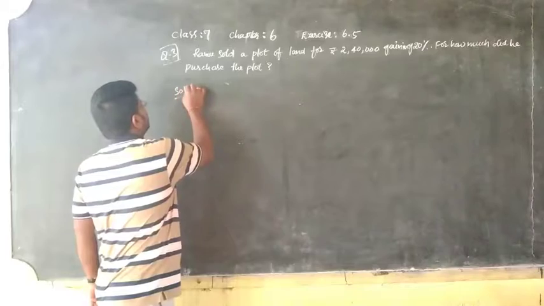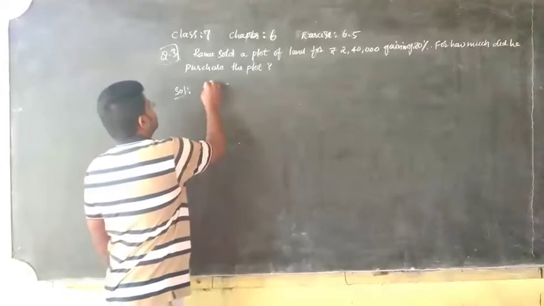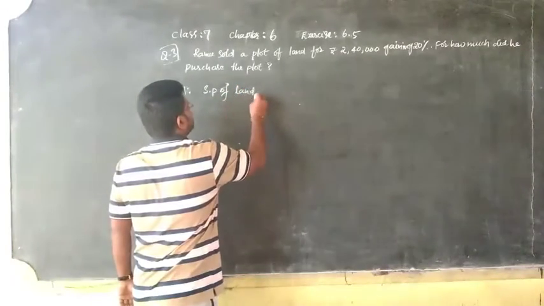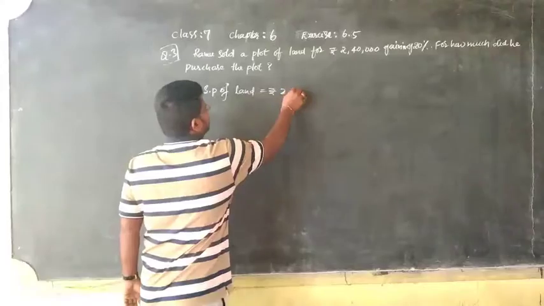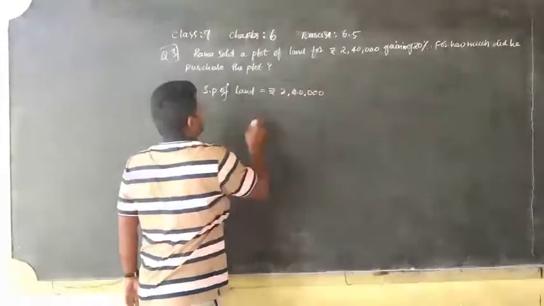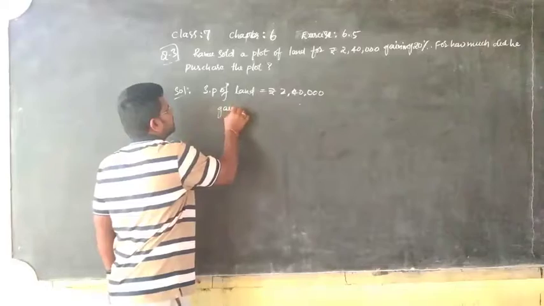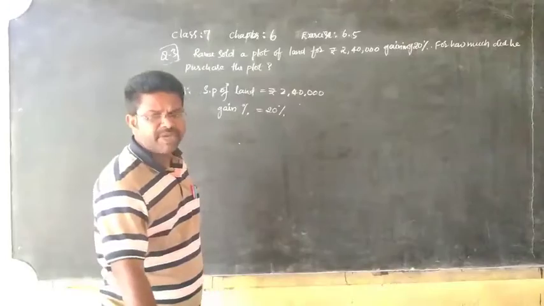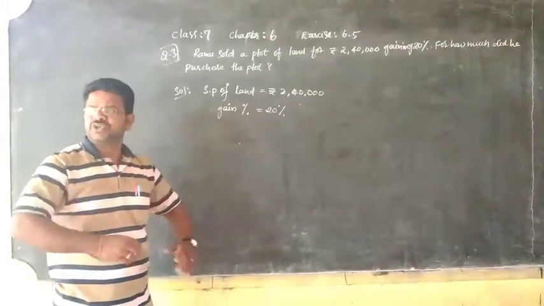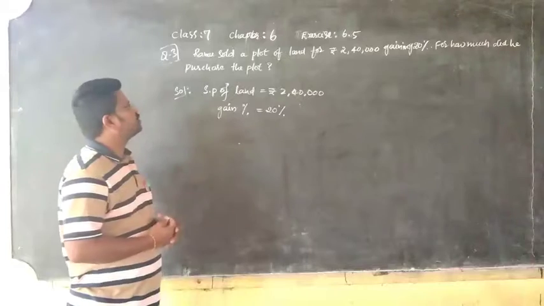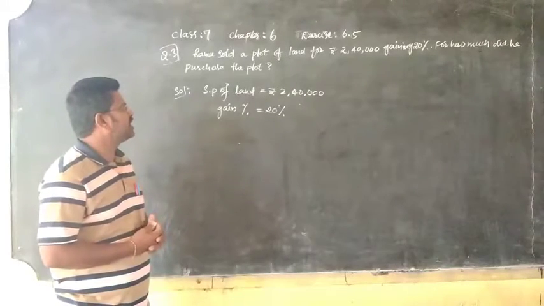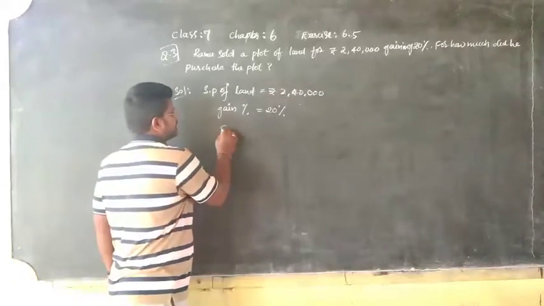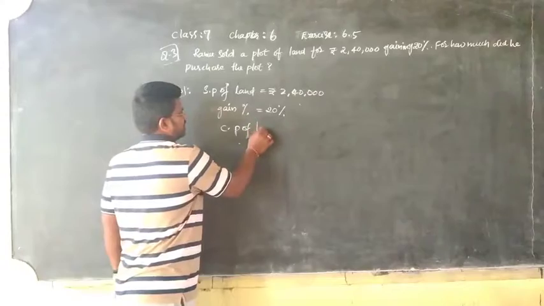Let's go. We're going to write the first one. The selling price of land, SP of land is 2,40,000 and gain percent is 20%. Okay, this is the given information. By using this information, let us find the cost price. By using the unitary method, or else you can use the direct formula to find the CP of land.